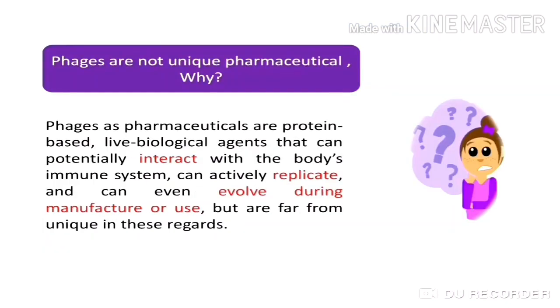Now, what's the reason that phages are not unique pharmaceuticals? That's because phages as pharmaceuticals are protein-based live biological agents that can potentially interact with the body's immune system, can actively replicate, and can even evolve during manufacture or use, but are far from unique in these regards. Thank you, and now my colleague Karam will continue.